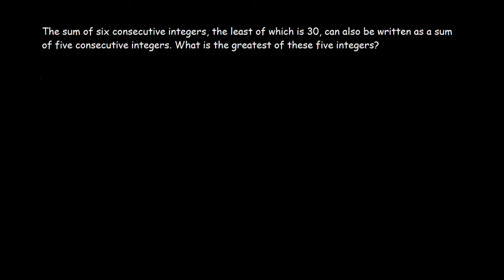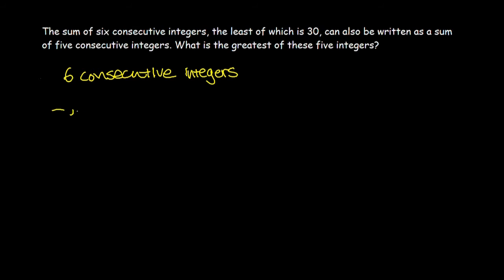So to solve this problem, let's look at the first part of the question that says the sum of 6 consecutive integers, the least of which is 30. And from this, by reading this part of the question, we can figure out that we first need to figure out the first 6 consecutive integers. And we know the smallest of these numbers is going to be 30.